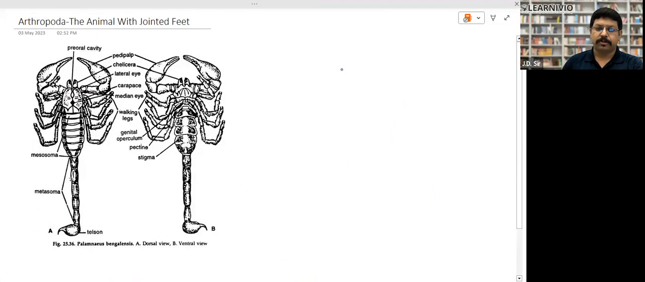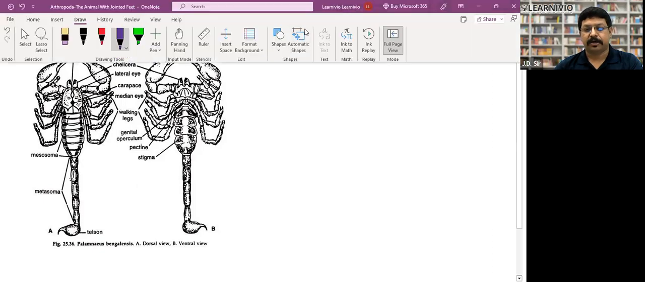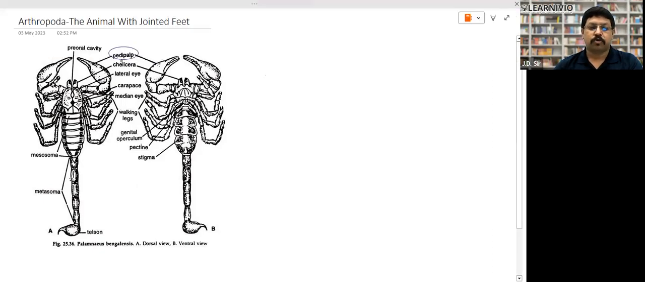Arthropoda. Arthropoda means the jointed appendages, the animal with the joint leg, right? So their leg always will be jointed. So this is the scorpion. This part, the forceps-like part, with the help of this part it captures prey and all that, right? So this part is called pedipalp. This question has been asked. There is some mouth-like structure, this is called chelicera.